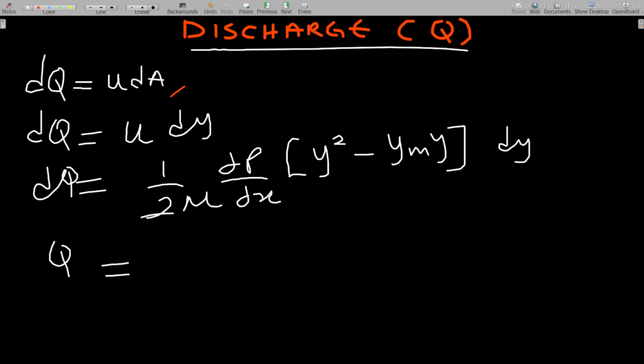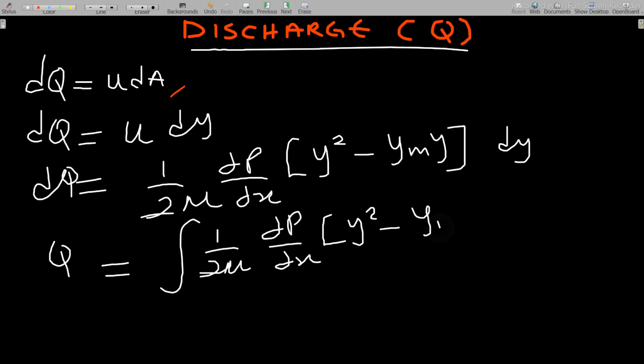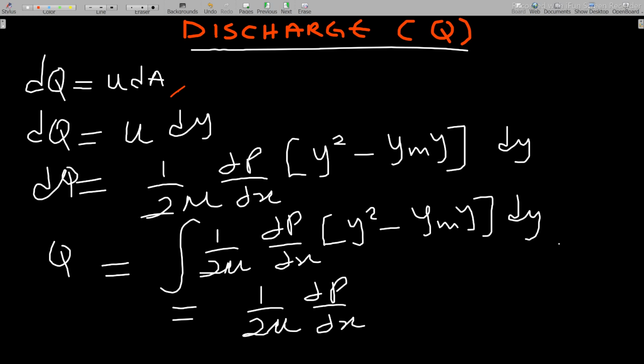So we take the integral of this whole expression here, 1 over 2 mu del p del x, and y squared minus ym y, then dy. Now this becomes a simple integral for us because the 1 over 2 mu del p del x all becomes constant. So I have 1 over 2 mu del p del x out, the integral of y squared minus ym y dy.